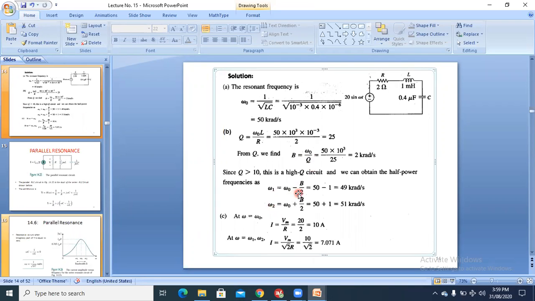So that value is 49 kiloradian to 51 kiloradian. And omega 2 minus omega 1 is the bandwidth, which is 2 kiloradian. The value of current at omega equal to omega naught is Vm by R. And the value of current at omega 1 or omega 2 is Vm by root 2 R, which is 7.071 ampere.